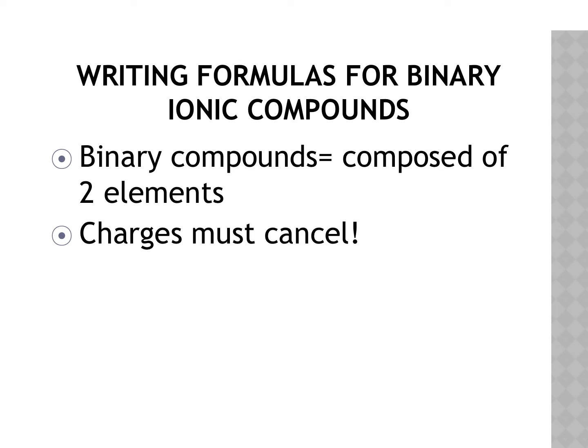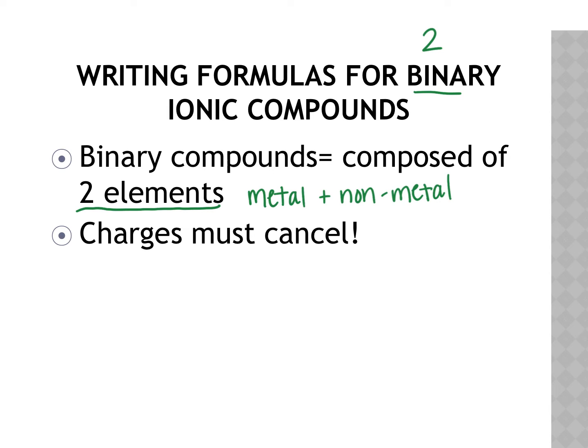Okay, so today we're going to learn how to write formulas for binary ionic compounds. What does binary mean? Two. So when we're looking at binary ionic compounds, it's just an ionic compound that's made up of two elements. And when it's ionic, what kind of elements are in that compound? It's almost always going to be a metal plus a nonmetal.